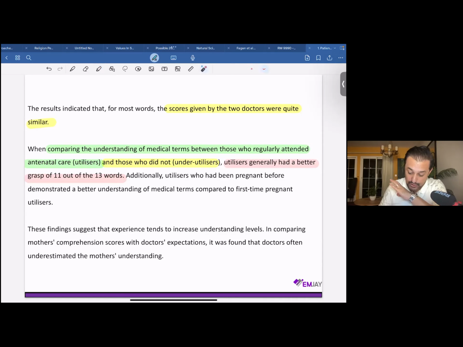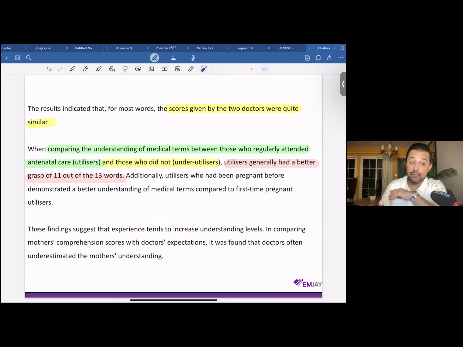So what has been found out is the utilizers, or the ones who regularly attended antenatal care, understood 11 words out of 13, right? The women who had been pregnant before had a better understanding as compared to the ones who were pregnant for the first time. These findings suggest that experience tends to increase understanding level, right? The more experience you have, the better understanding you'd have.